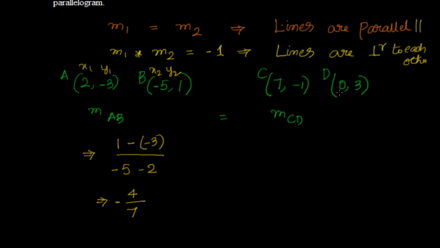If I look here, y2 minus y1 is 3 minus of minus 1, divided by x2 minus x1, that's nothing but 0 minus 7. That's equal to 4 by minus 7, negative 4 by 7. You can see that both the lines, the slopes are same. Now what is the meaning of slopes are same?